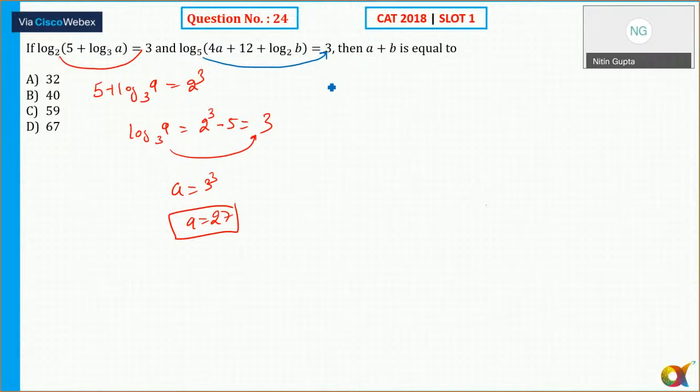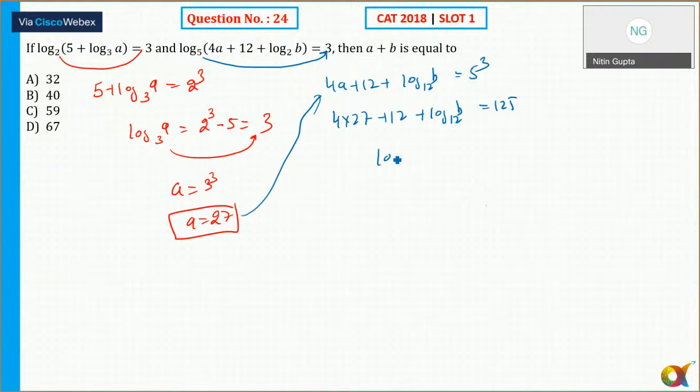So I'll get 4a plus 12 plus log of b to the base of 12 is equal to 5 raised to power 3. And a is equal to 27. Substitute it here. So 4 into 27 plus 12 plus log of b to the base of 12 is equal to 125. So log b to the base of 12, 4 into 27 is equal to 108. 108 plus 12, that is 120. And 125 minus 120, that is equal to how much? That is 5.